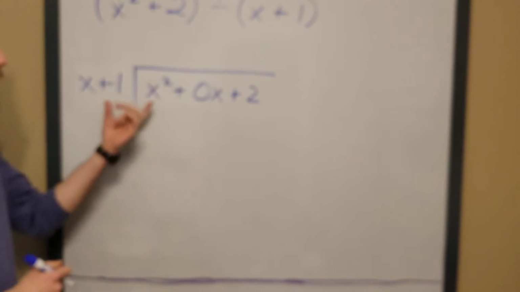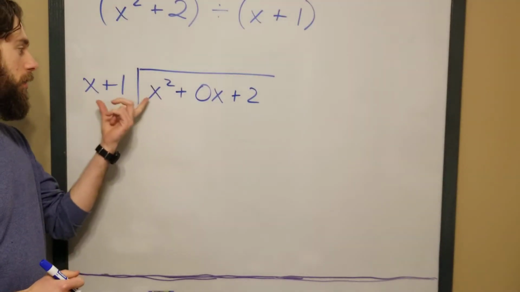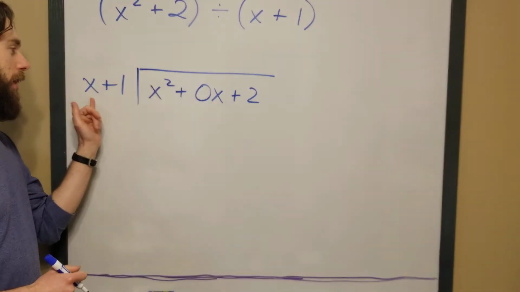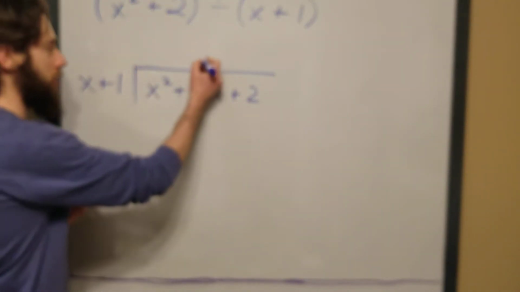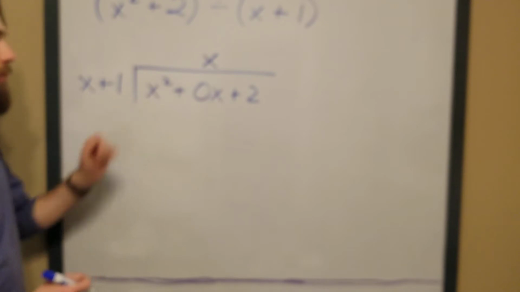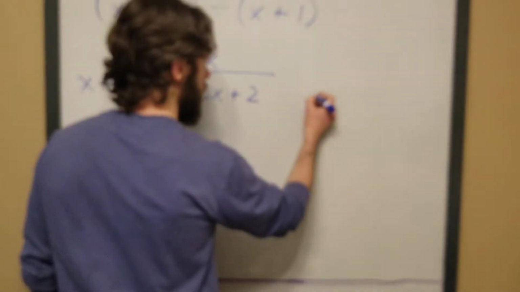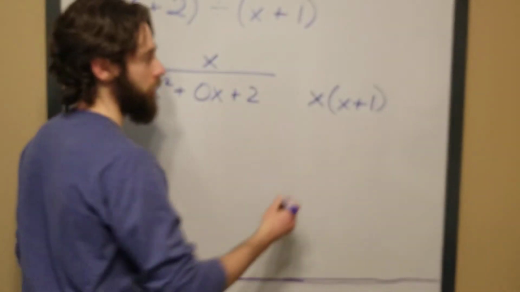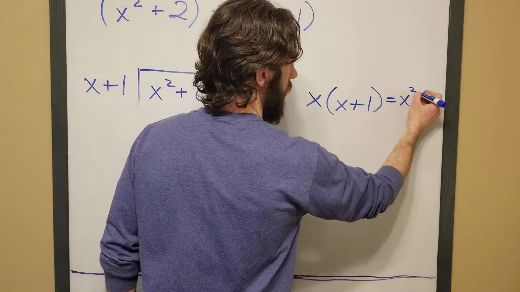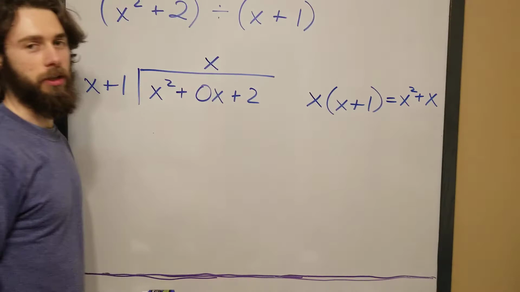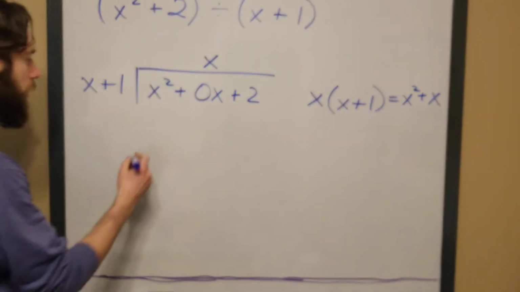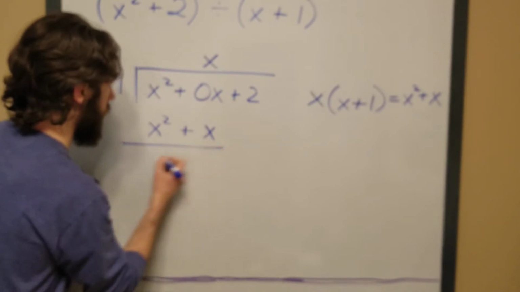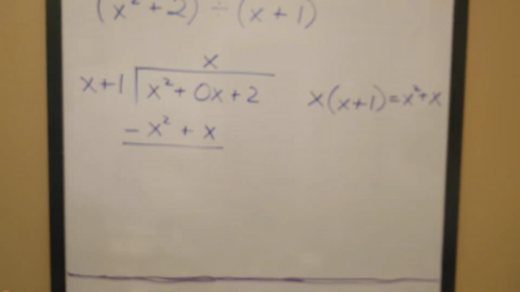Okay, so the first thing we need to do is make the x squared and the x match. So we need to multiply the x by x to get an x squared. So we multiply x times x plus 1. That'll give us x squared plus x. So that's what we put down here. And then we are going to subtract that.